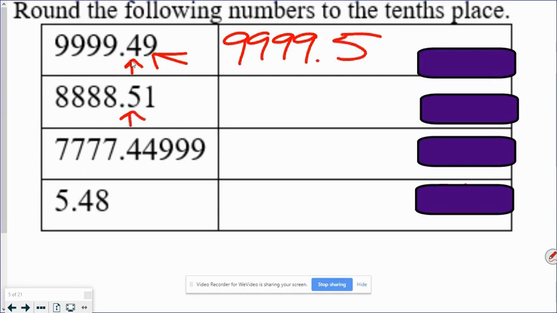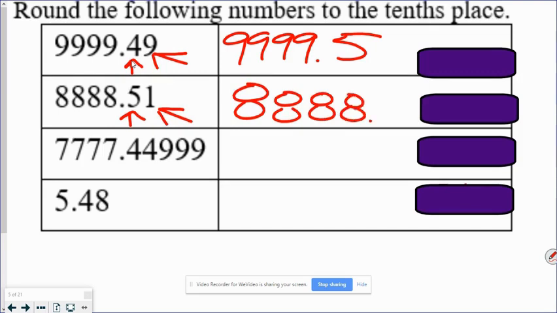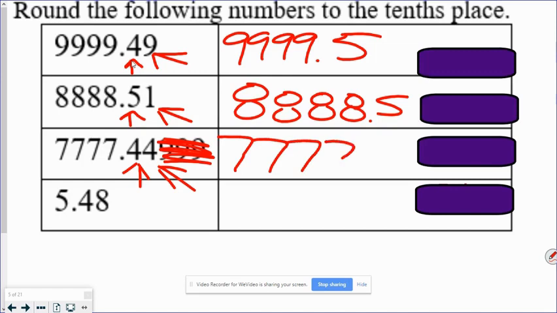We want to round to the tenths place, so we look at the hundredths place. The hundredths place is less than a 5, so we round off. We want to round to the tenths place, so we look at the hundredths place. We don't care about these 9s. They're not the hundredths place. We just look one place value smaller than what we need to round to. So we don't let all those 9s influence our answer at all.